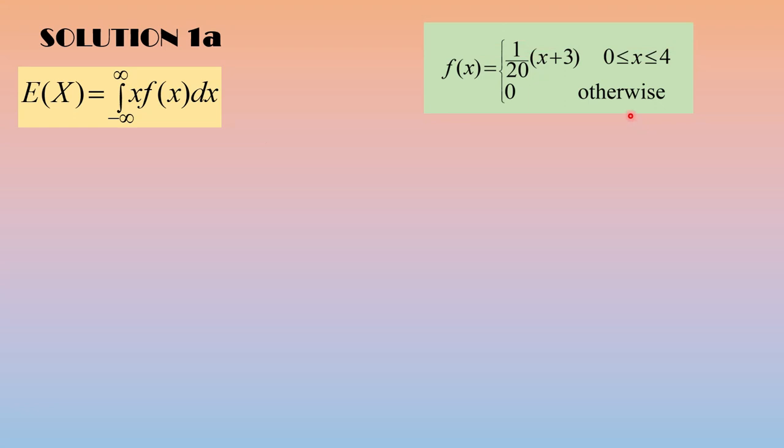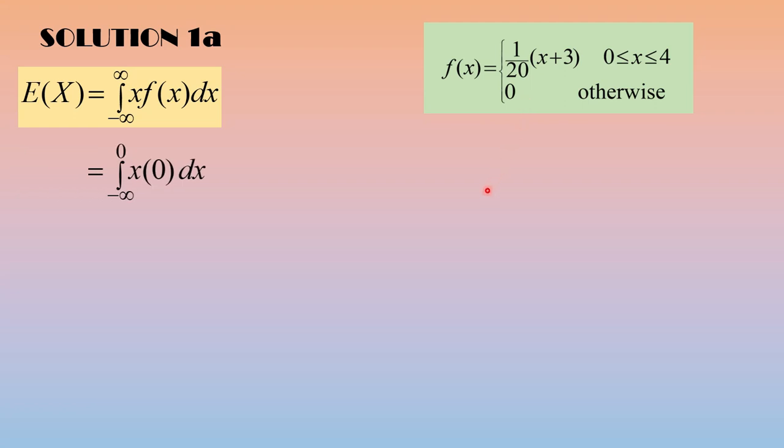How to solve the question? The question asks to find the expected value. For the expected value of a continuous random variable, you need to integrate from negative infinity to infinity x times f(x) dx. So the function given is 1 over 20 times (x plus 3), only defined for the interval from 0 to 4. Otherwise, the function is 0.